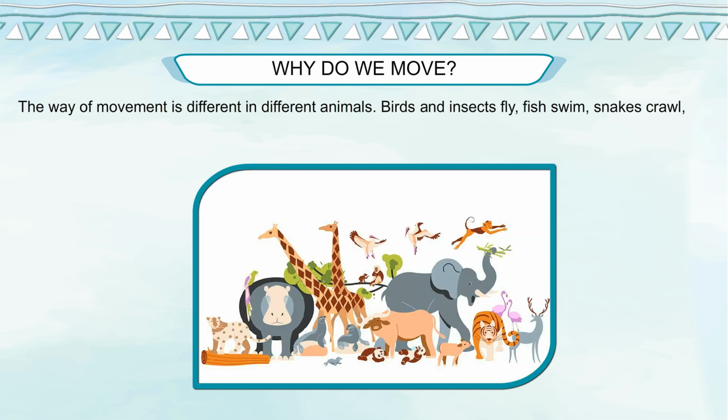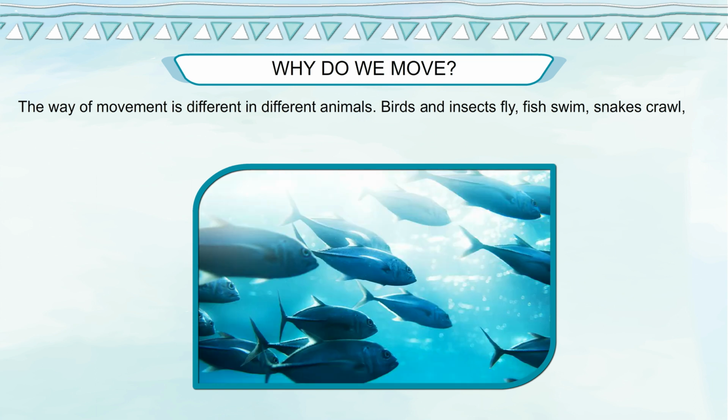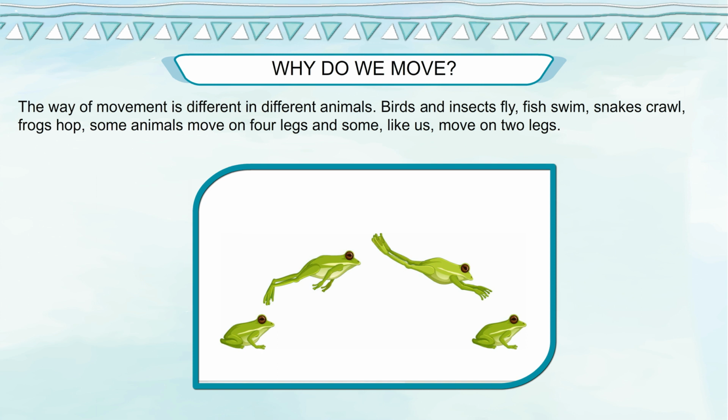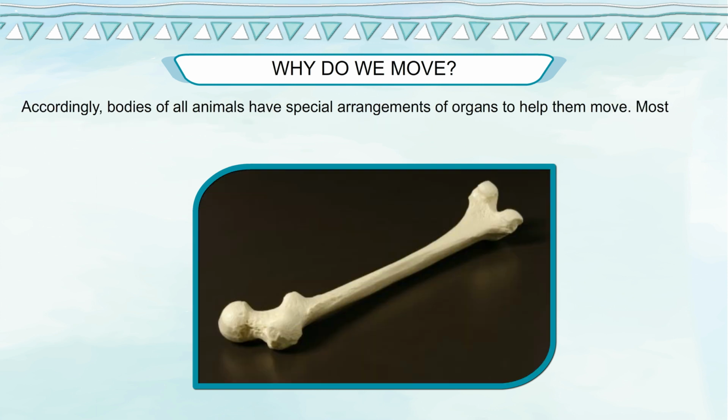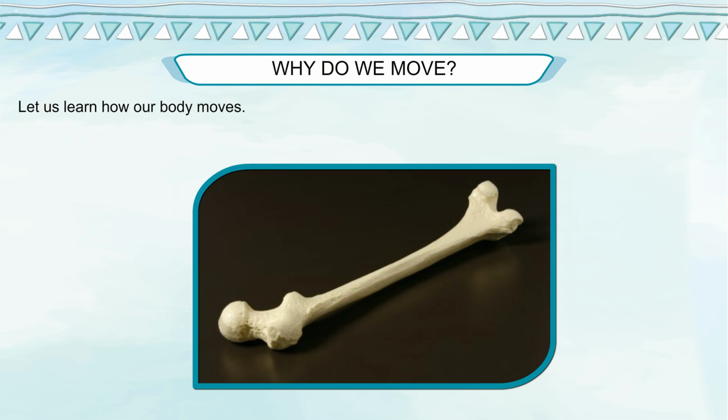The way of movement is different in different animals. Birds and insects fly, fish swim, snakes crawl, frogs hop. Some animals move on 4 legs and some, like us, move on 2 legs. Accordingly, bodies of all animals have special arrangements of organs to help them move. Most animals on land move through their limbs. The pattern of movement of animals, including humans, is called their gait. Let us learn how our body moves.